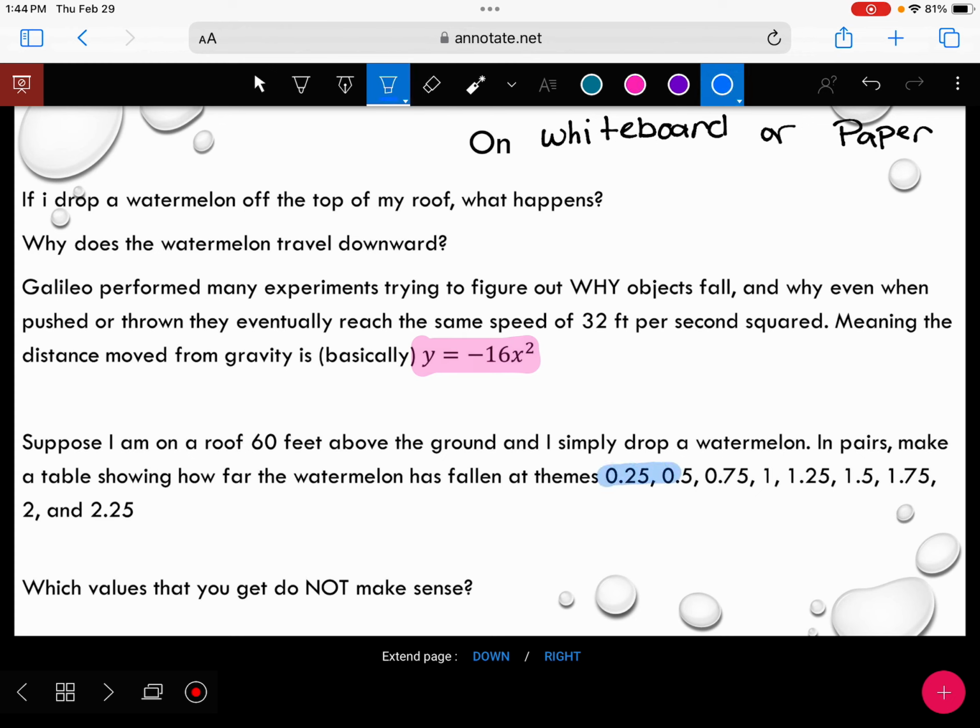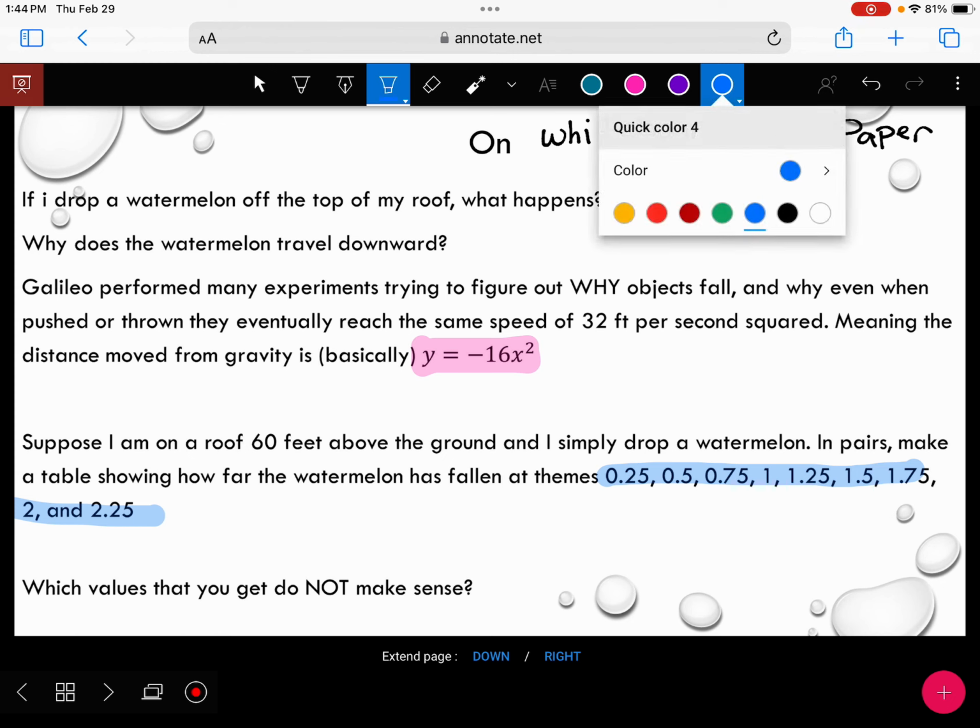and these decimals all the way over. I want you to evaluate it. So what are we going to do with these values? Plug them in, substitute them in.